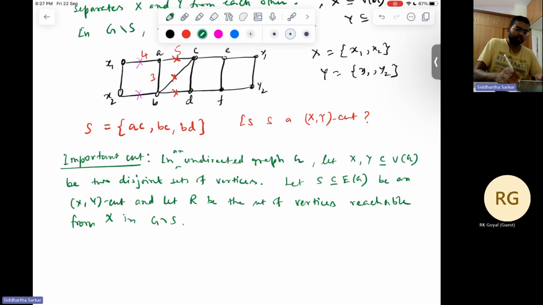Once you remove the edges in S, you are left with a residual graph. In this graph, there are two components, one component containing X and the other component containing Y. All the vertices that are reachable from X, you call that set R. And then we say that S is an important XY cut.